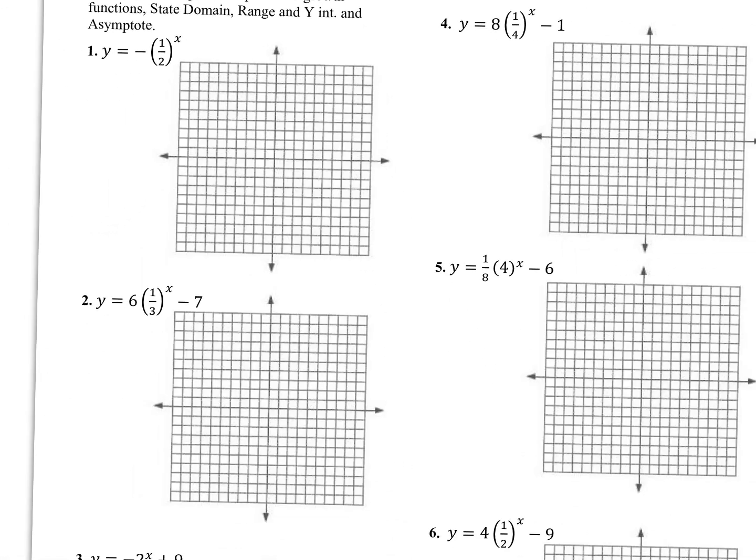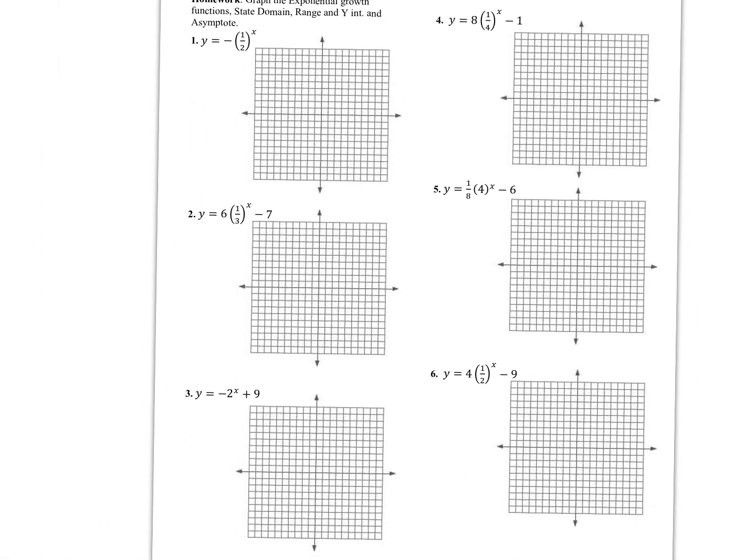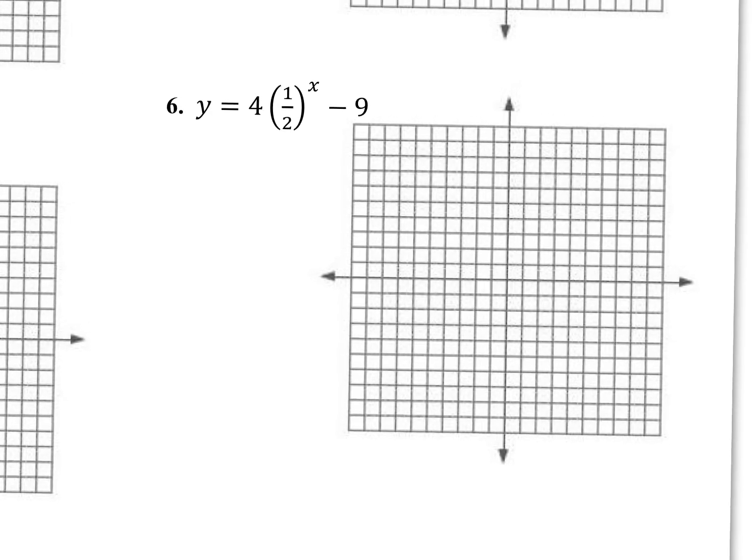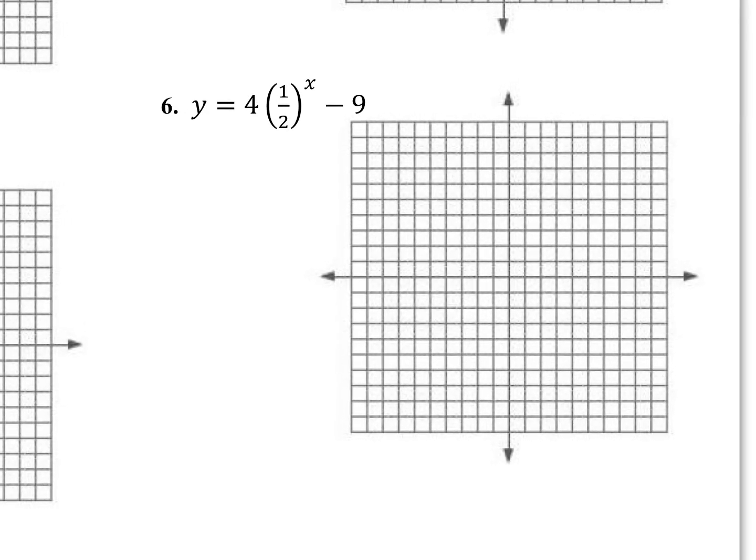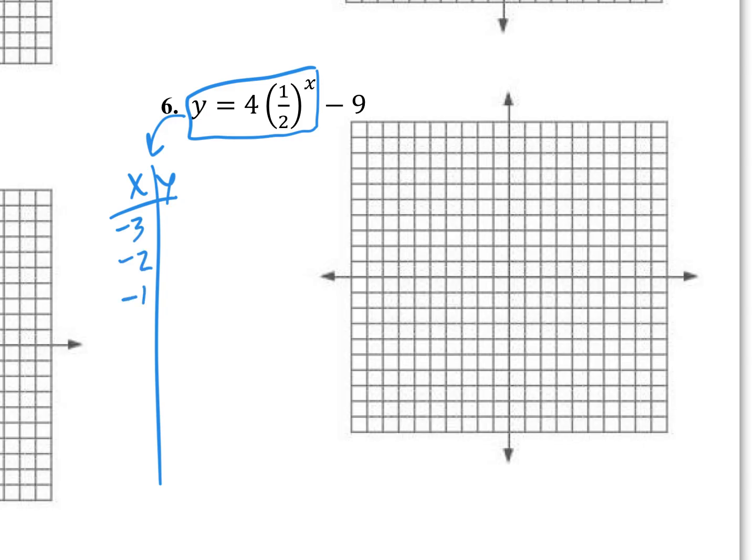Let's go back. Which one do you guys want to do? 6? Let's do number 6. Why not? Okay, so again, I've been explaining 2 ways of how to do this. One way is to ignore the K value of -9. I'm going to do both ways, but ignoring the -9, you have your input-output table. You can have -3, -2, -1, 0, 1, 2, 3. Plug in the easy number 0. Anything to the 0 power is 1, and 1 times 4 is 4. Does that make sense?